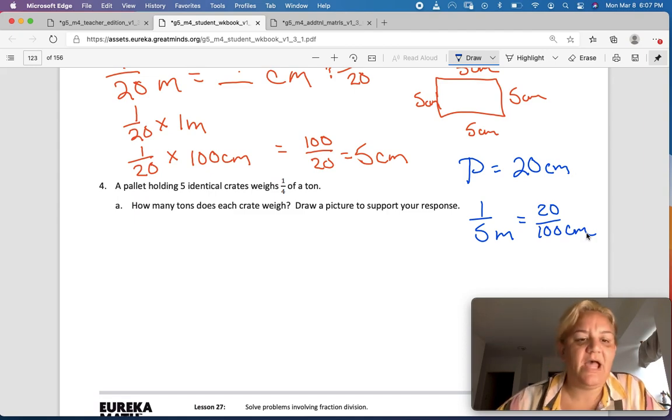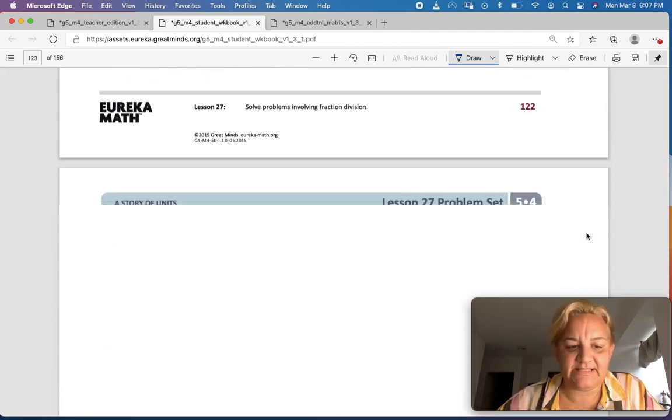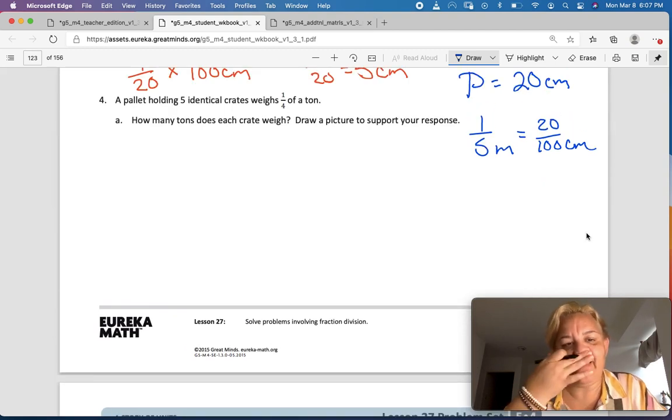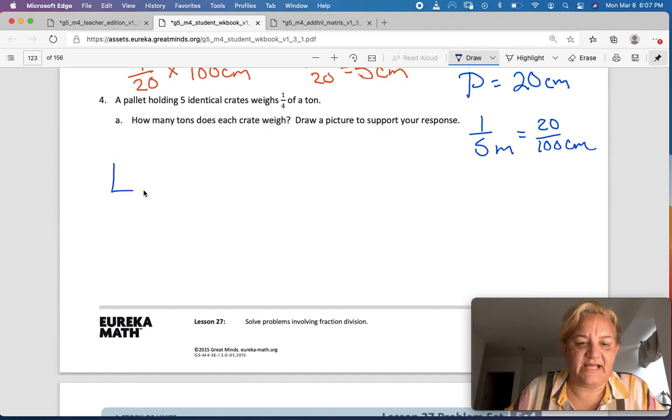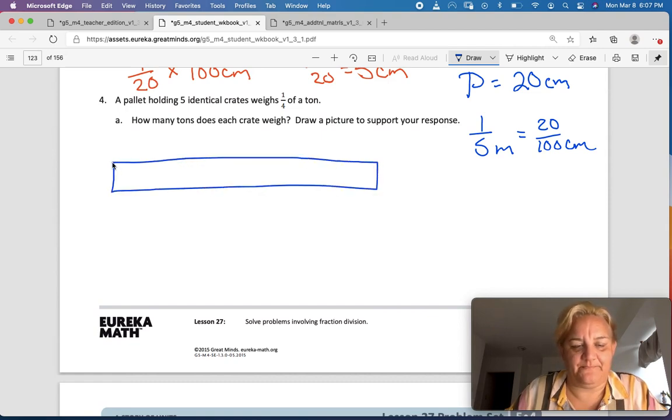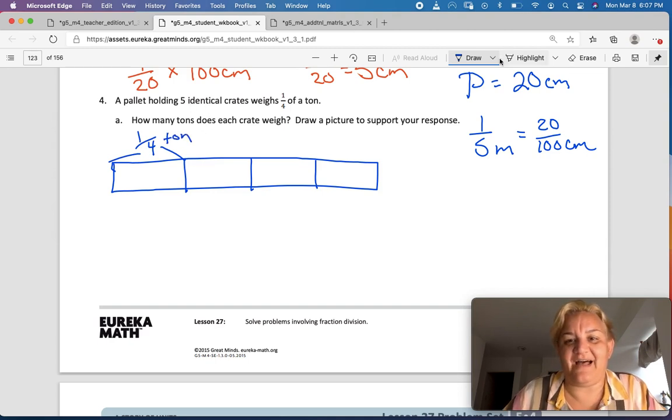All right. A pallet holding 5 identical crates weighs 1/4 of a ton. Okay, so here is a full ton. And this pallet right here weighs 1/4 of a ton. Okay, and there's 5 identical crates on it. So how many tons does each crate weigh? Draw a picture to support your answer.